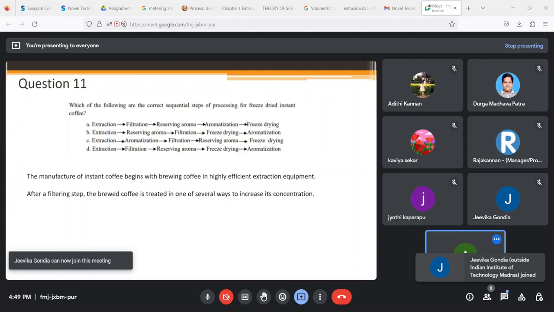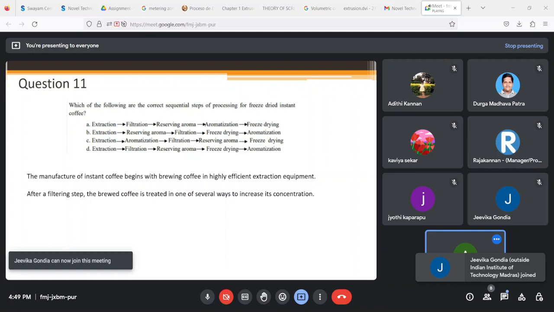So what happens is that when you're dealing with coffee manufacturing, you will have large amounts of coffee beans that need to be ground and then extracted and then filtered. But then the filtrate that you have is very, very dilute in nature, and you need to concentrate it to a certain extent. So this is where your freeze drying process comes into the picture. But before the freeze drying process, there are certain steps that occur. The answer is not option A.